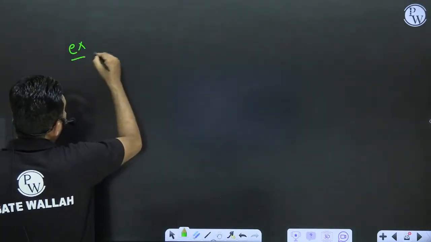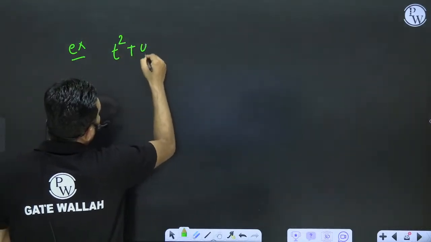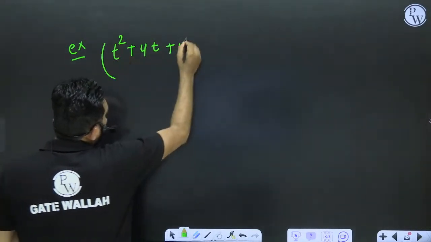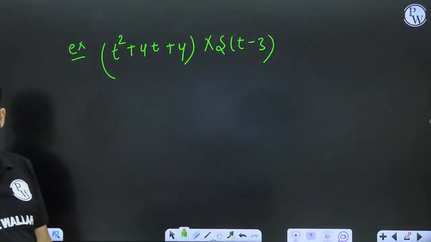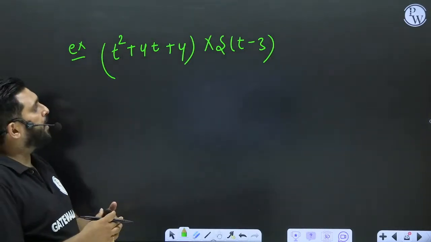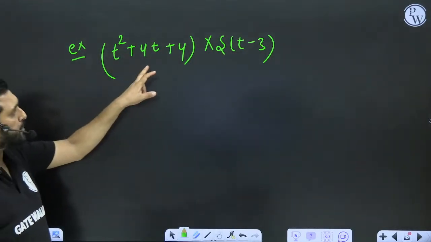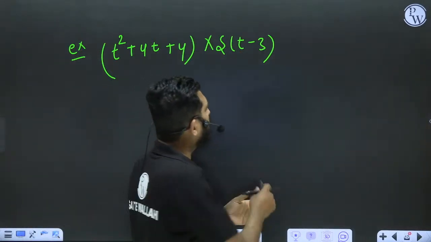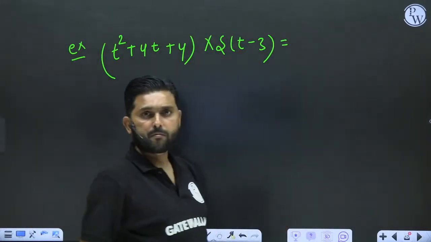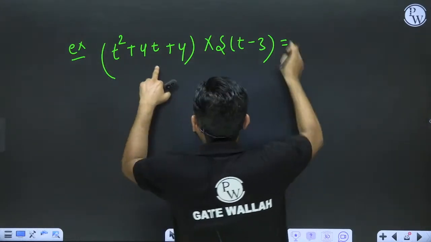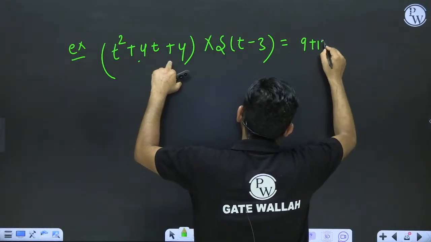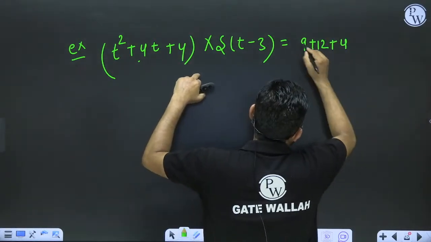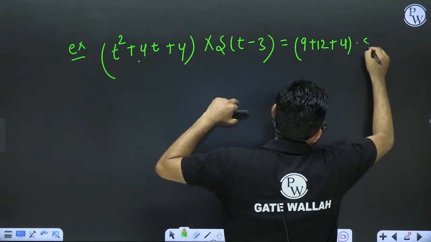Let's consider an example. Suppose I have t squared plus 4t plus 4 multiplied with delta of t minus 3. What is the result? I am repeating it with one example. See here, put t equal to 3: it is 9 plus 12 plus 4, into delta of t minus 3.